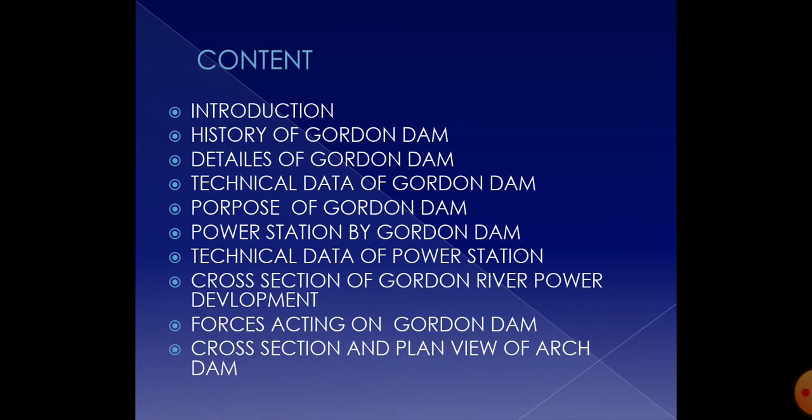So, we will talk about the introduction, history of Jordan Dam, details of Jordan Dam, technical data of Jordan Dam, purpose of Jordan Dam, and power station by Jordan Dam, technical data of power station, cross section of Jordan River power development, forces acting on Jordan Dam, cross section and plan view of arch dam. So basically Jordan Dam is a type of arch dam. So we are going to see the cross section and plan view of an arch dam.